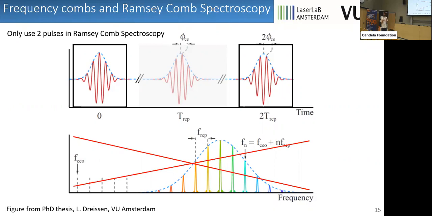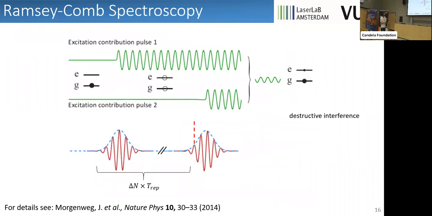And so what we exploit is the fact that we can change the timing between the 2 frequency comb pulses very precisely on the level of hundreds of attoseconds. And it's also very important, like I said, that we can know what the phase slip from pulse to pulse is. So the method that we use is called Ramsey-comb spectroscopy, and this was developed in our lab over the past several years. And it works as follows.